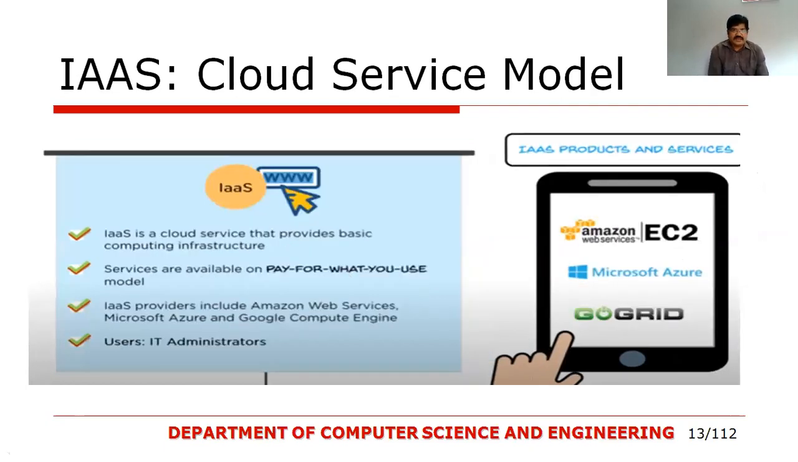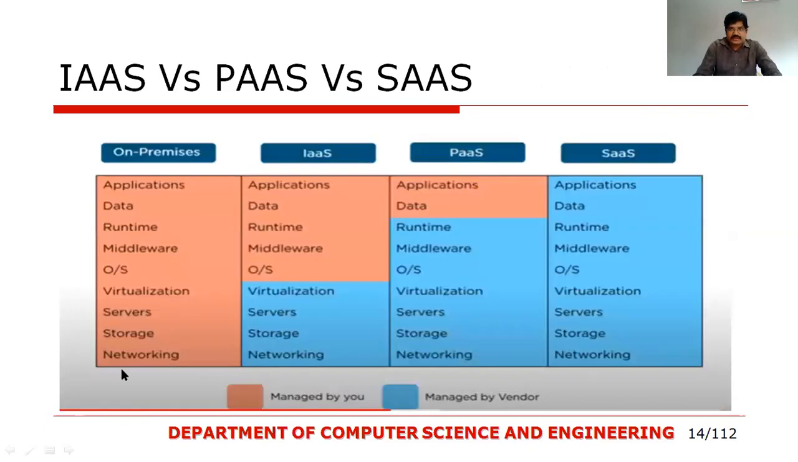IaaS stands for infrastructure as a service. Here, some of the IaaS cloud products and services are GoGrid, Microsoft Azure, and Amazon Web Services. They are providing well-defined services and products for infrastructure as a service. Next, moving to the comparison between these three: what exactly IaaS, PaaS, and software as a service are.